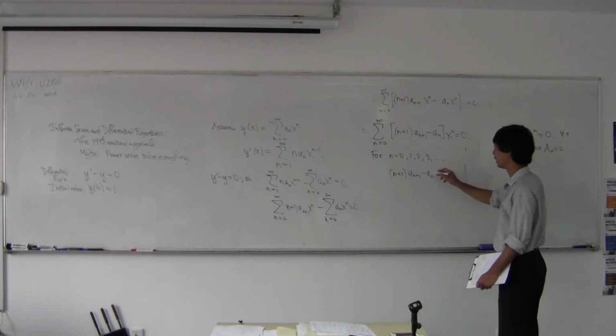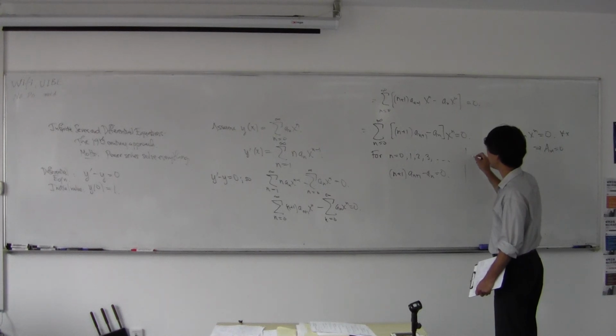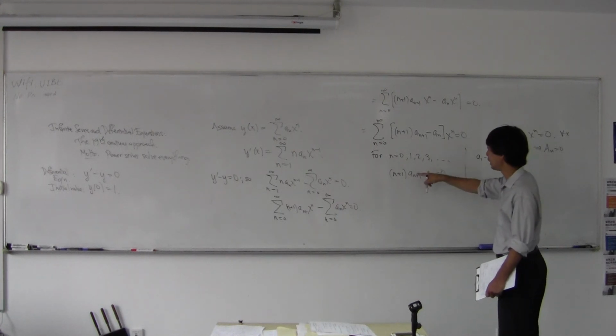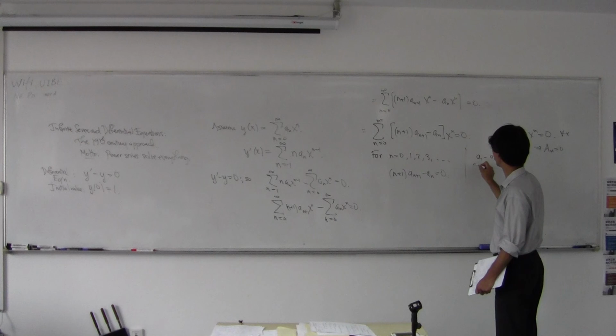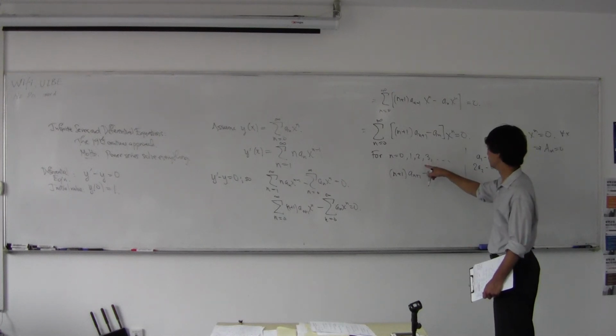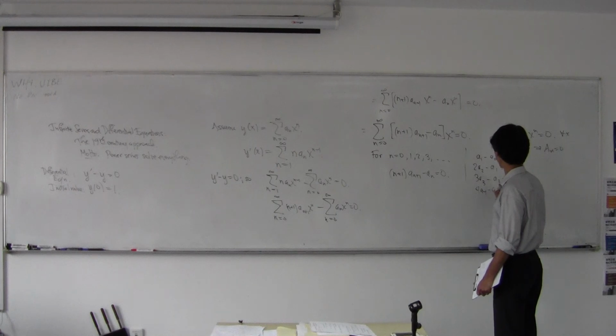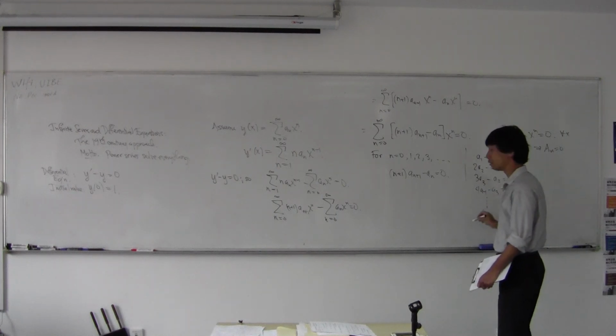If you want me to write it out, for n equals 0, we get 1 times a1 minus a0 equals 0. For n equals 1, I get 2a2 minus a1 equals 0. For n equals 2, I get 3a3 minus a2 equals 0. I get 4a4 minus a3 equals 0. All those things have to equal 0.